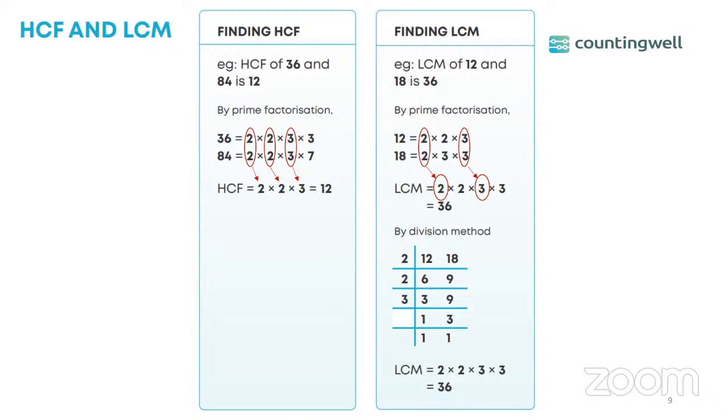Next, we will take number 3. Since 3 cannot divide 1 exactly, we have to copy 1 as it is. Then we have 3 times 1 equals 3. So the product of 2 into 2 into 3 into 3 will give LCM as 36.